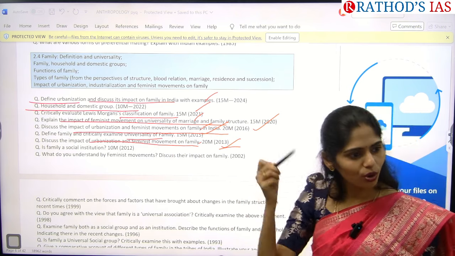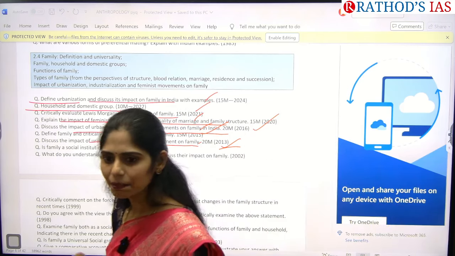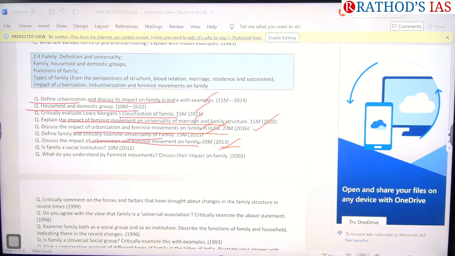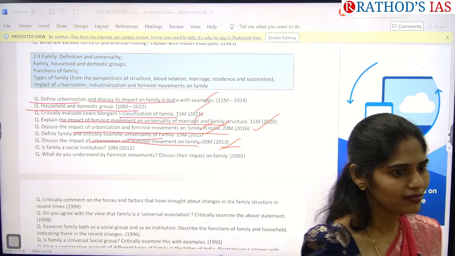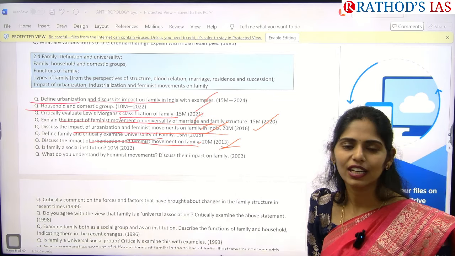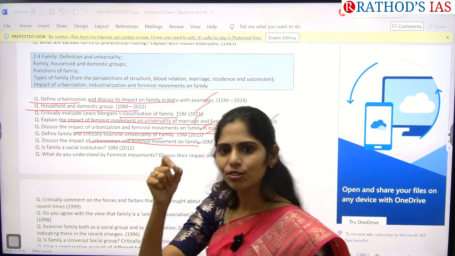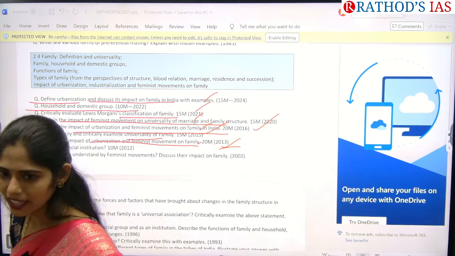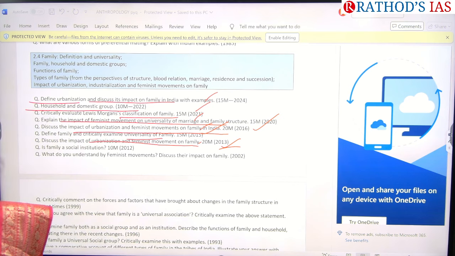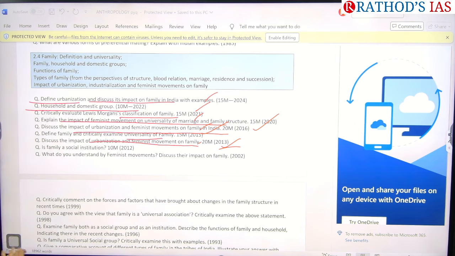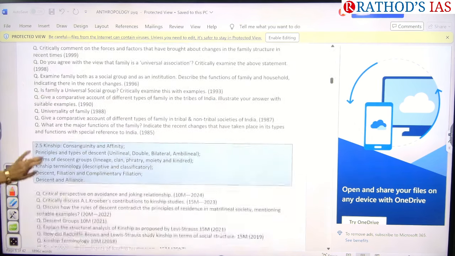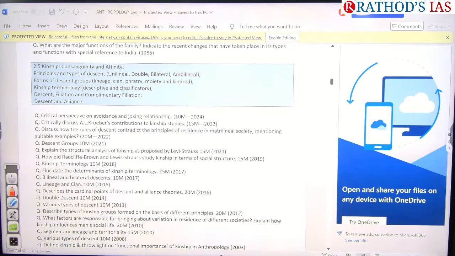So in this way, most of the questions get repeated in your anthropology. If you are preparing these previous questions, then your task is mostly done. But understanding the concept is important, and you have to write in a very structured format, including diagrams as well as examples and case studies. This is a must.